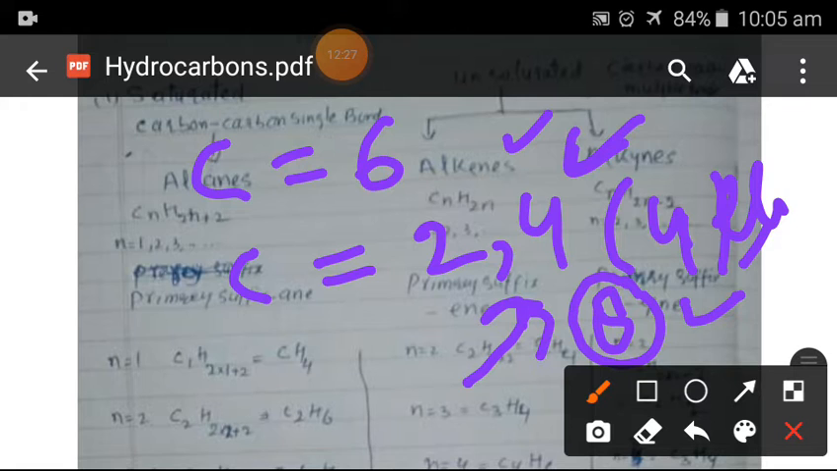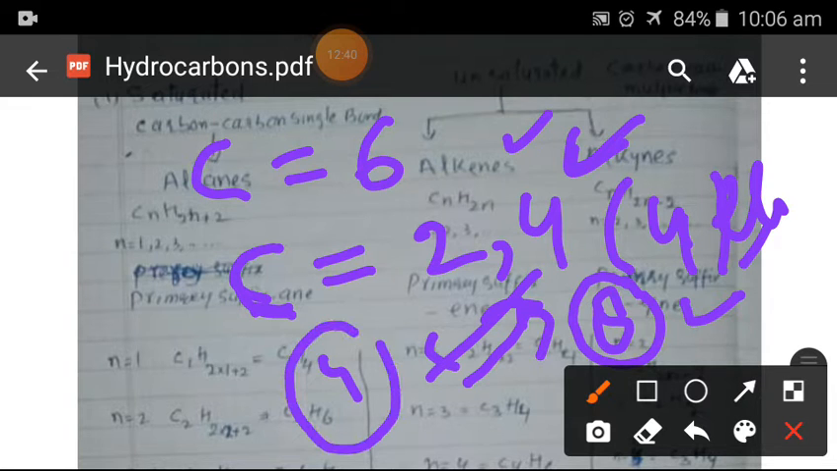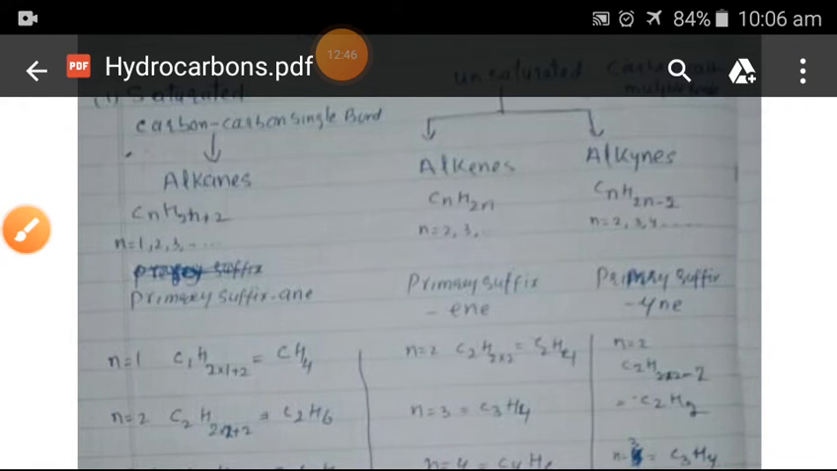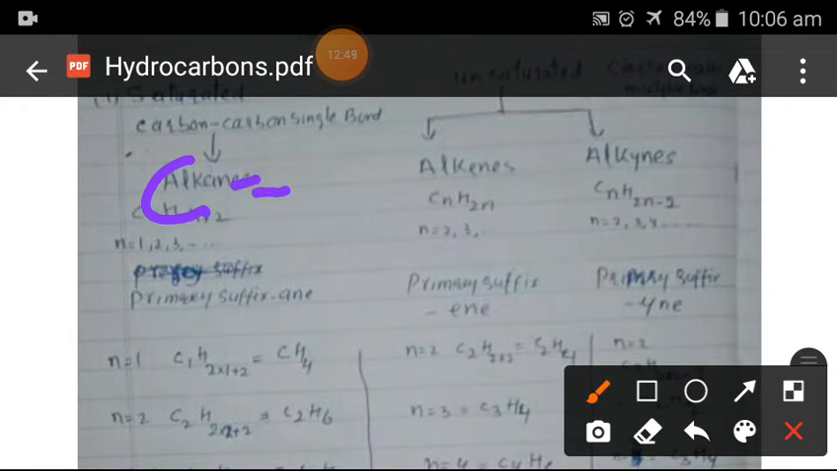But for the case of methane, carbon does not have the tendency to accept 4 electrons, or to lose all 4 electrons to become stable. So what will happen? Carbon has the special property of self linkage, that is catenation.